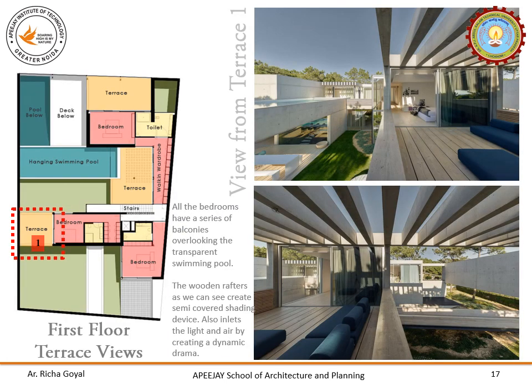All the bedrooms have a series of balconies overlooking the transparent pool. Here you can see all the balconies are provided with wooden rafters, which are semi-covered shading devices. It helps to let in the light and air and also creates a drama of shade and shadow.